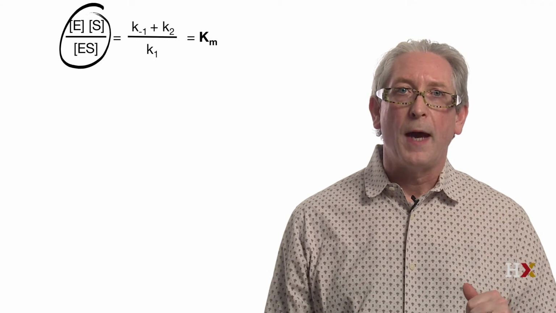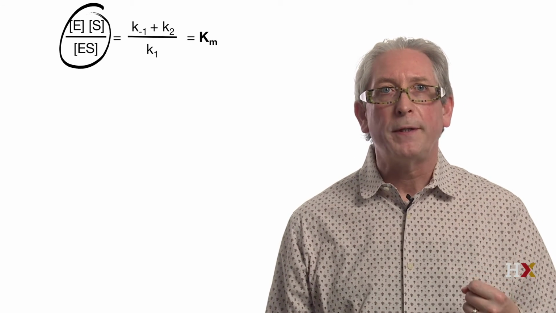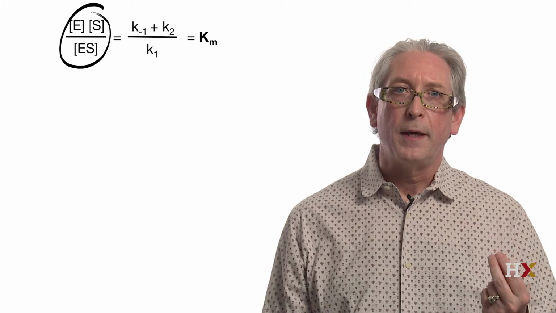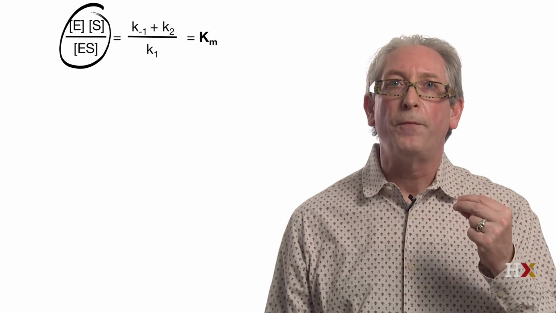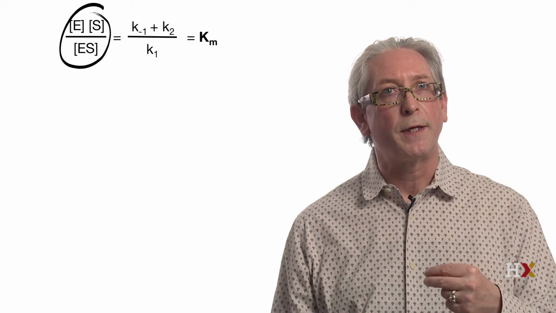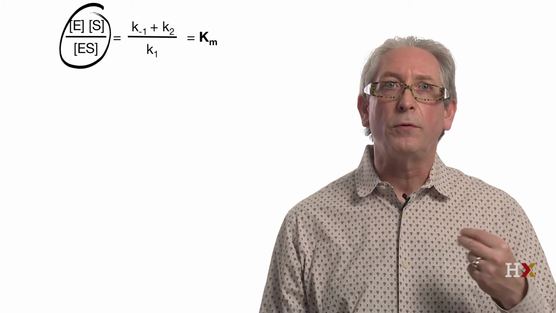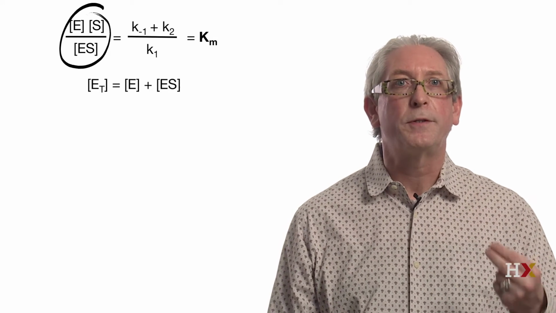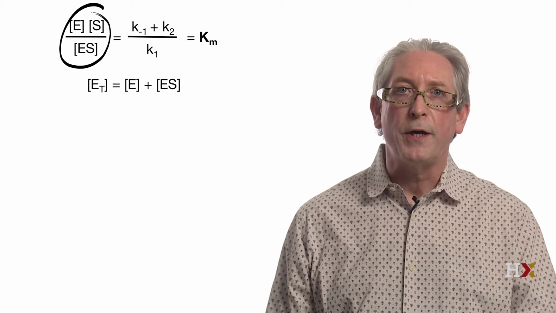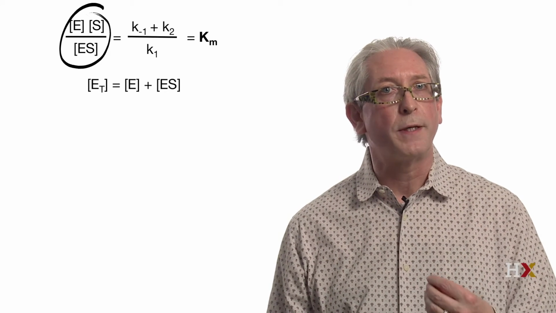We know how much total enzyme we added in the reaction, but it's very difficult to determine the concentration of free enzyme, E, and the concentration of the enzyme substrate complex, ES. What we know is that the total concentration of enzyme is the sum of the concentration of free enzyme and the concentration of enzyme substrate complex.